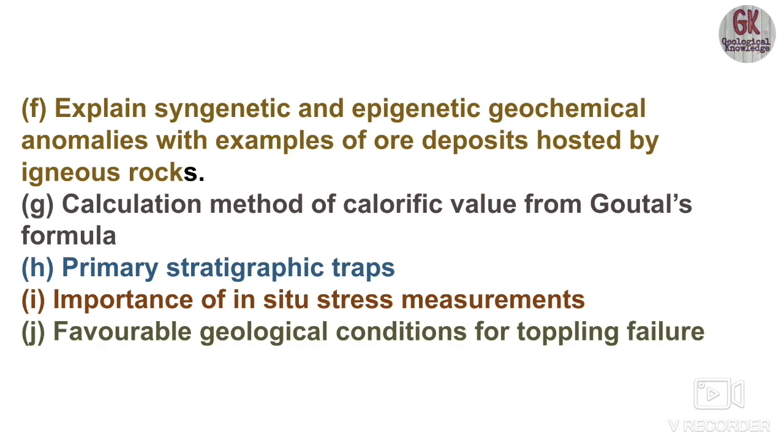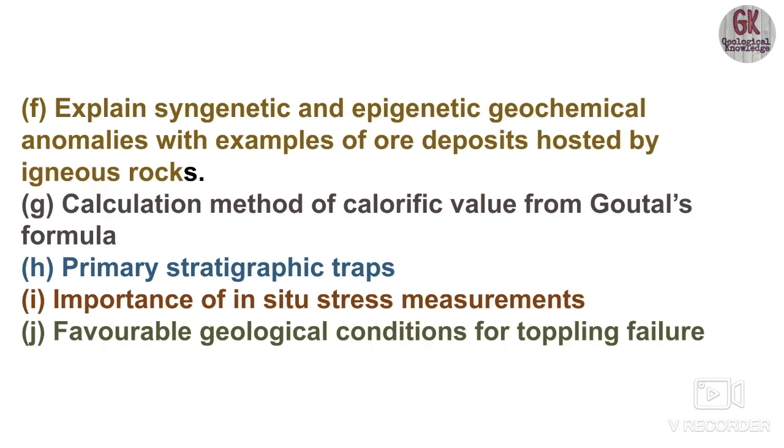1H is the primary stratigraphic traps, the importance of in situ stress measurement. In situ means at the formation of that particular rock system, or the formation of that particular rock. When the rock was forming, what was the stress which was acting on it. So that is meant by in situ stress measurement. Their importance, what importance they impart, that you have to write down.